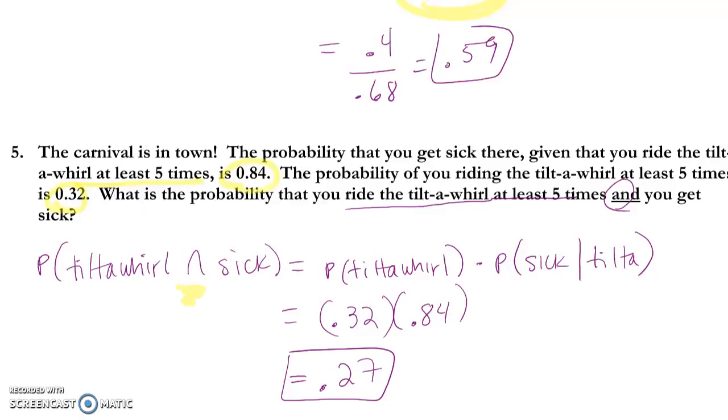So in this case, we're trying to solve an and problem. So we look at the probability of a tilt-a-whirl times this probability that you get sick given that you rode the tilt-a-whirl. Since these are dependent events, that's why we have to do the probability you get sick given that the tilt-a-whirl already happened. And now we just plug in our decimals and we get 0.27.